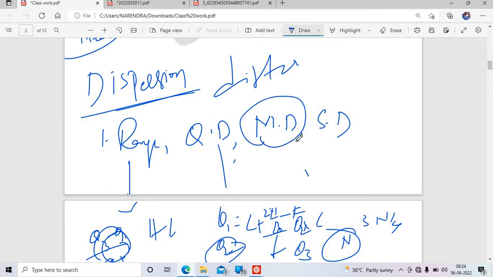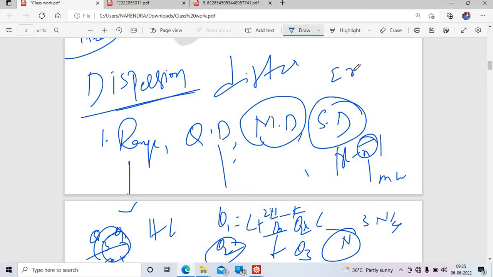When we move to the mean deviation, again it is x minus x bar; you can take x bar, the median, or the mode. Standard deviation is again the difference between the values from their averages, like the summation of x minus x bar whole square.